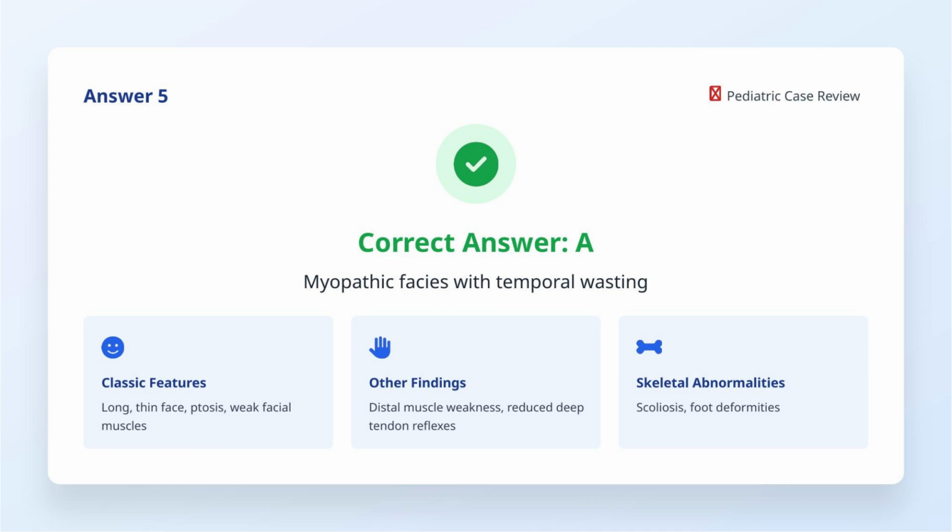Myopathic facies with temporal wasting. Children with myotonic dystrophy typically develop a characteristic facial appearance with elongated faces, ptosis, and weak facial muscles, giving a hatchet appearance. Examination also reveals distal muscle weakness, especially in the hands and feet, and often reduced deep tendon reflexes. Skeletal abnormalities like scoliosis may develop over time.